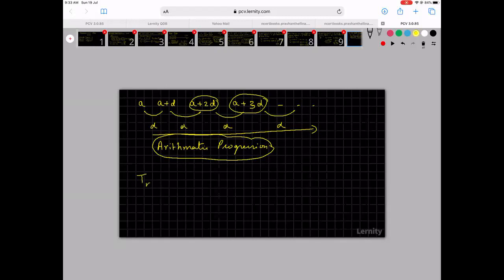The nth term of the arithmetic progression is A plus n minus 1 into D. See, the first term has A, second term has 1D, third term has 2Ds, fourth term has 3Ds. So the nth term will have n minus 1 Ds. So Tn is A plus n minus 1 D. Then we are interested to know the sum of n terms.